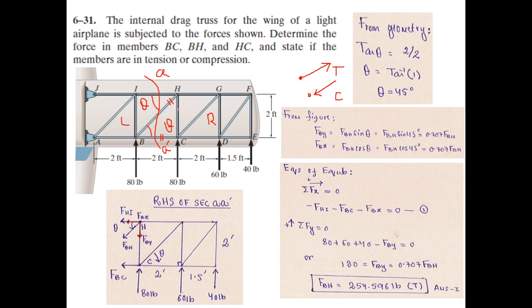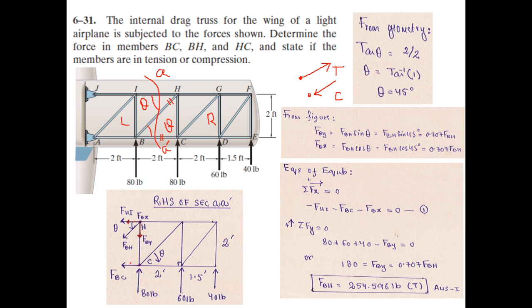Of course we cannot find the value of HC from this section, because our section hasn't actually passed through member HC. Okay. So we can only find the values of forces through which this section has actually passed. That is FHI, which we don't want. FBH and FBC were important for us from this section's point of view.